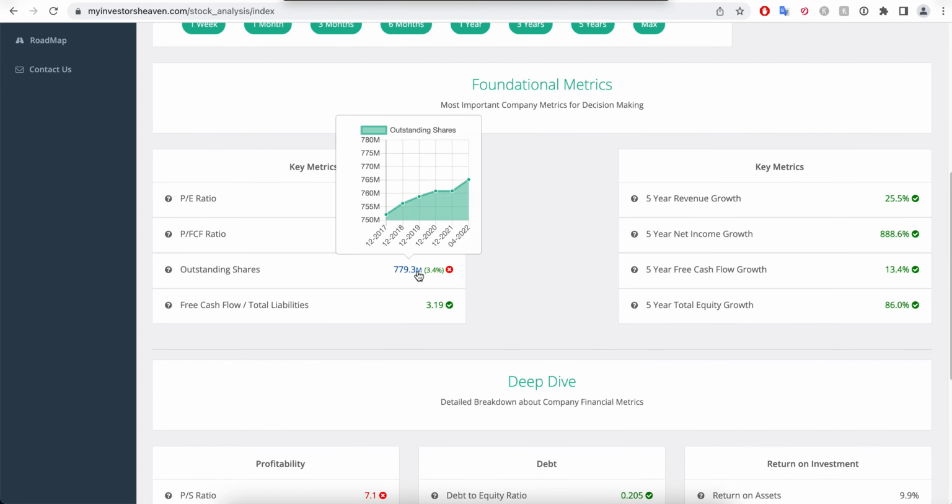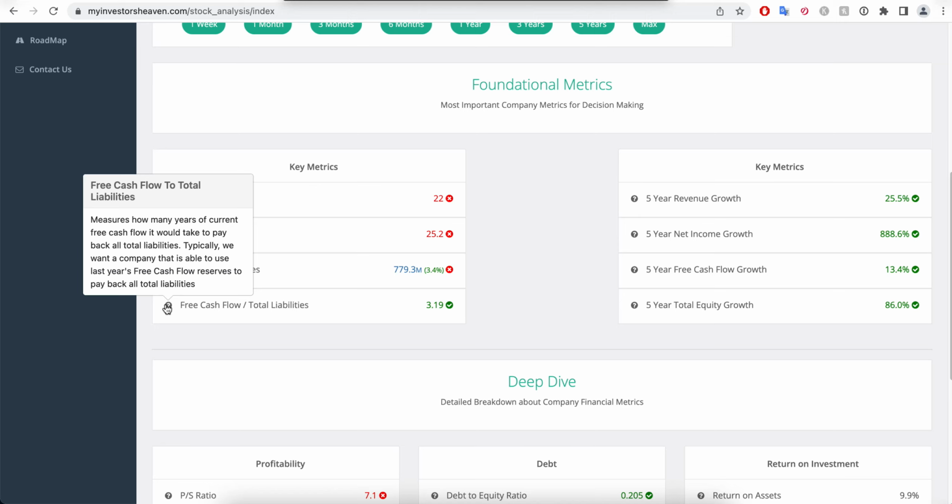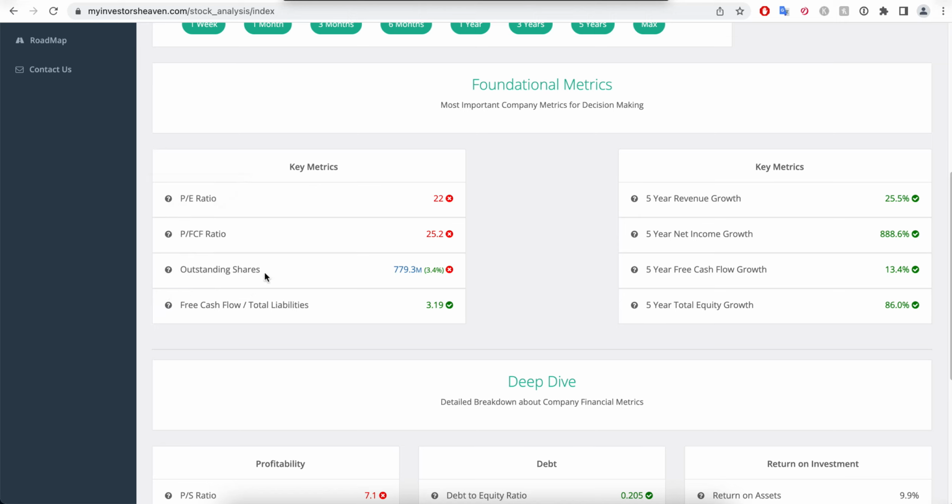Now, outstanding shares are slightly elevated, but not to the point where I would be concerned. 3%, I'd love it to go lower, but it doesn't concern me that much. If it was 15-20%, then I would pay more attention. Free cash flow to total liabilities, 3.19, that's pretty fair as well. It means that the company can use last year's free cash flow to pay back all their total liabilities in 3 years, which is great. Anything below 5 is the threshold here, because this means that the company is relatively solvent in terms of how many total liabilities they have for their free cash flow.